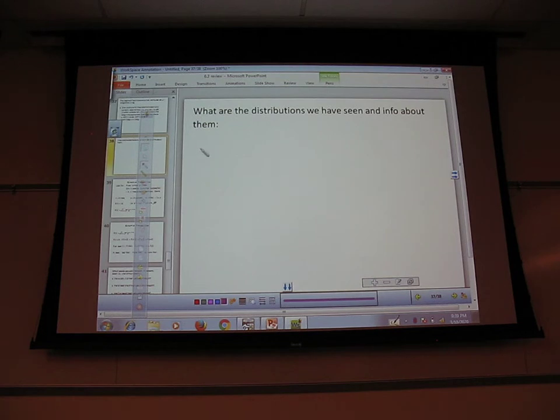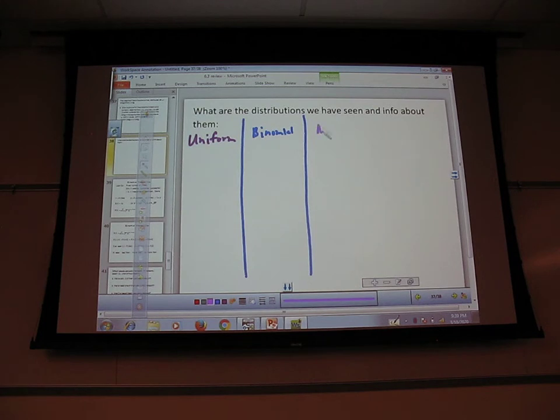All right, so someone give me one. Uniform. Binomial. Good. Normal. Binomial. Normal. Inverse. Normal. And then discrete. So a discrete table is the other one I've given you.